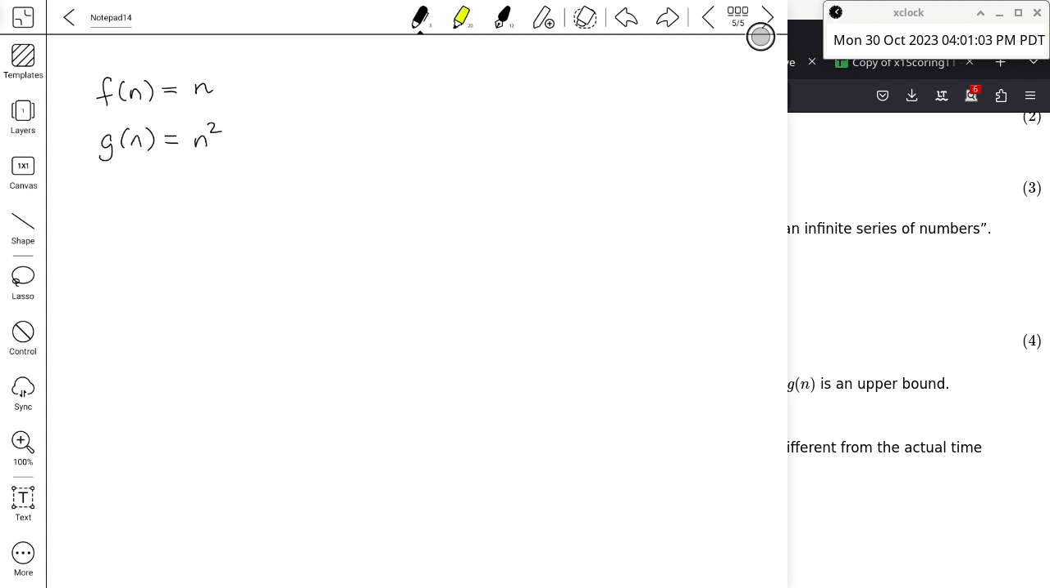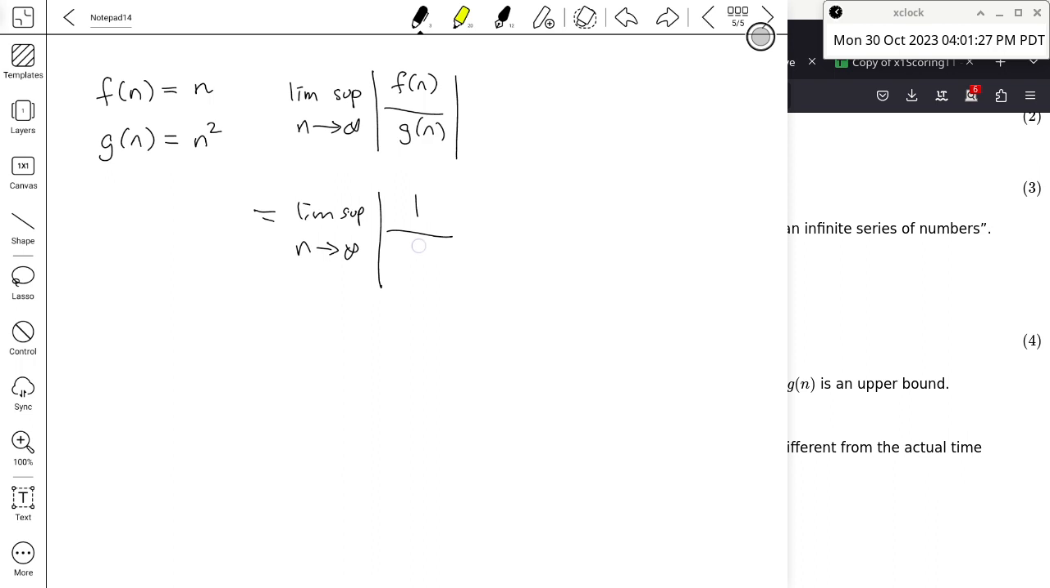We basically are looking at the limit superior as n approaches infinity of the absolute value of f of n divided by g of n. You go like, well, we can simplify, because of the way we define f of n and the way we define g of n. Does that make sense to you? So in this case, what do you think is the limit superior?